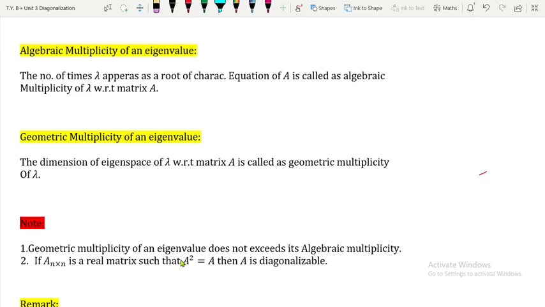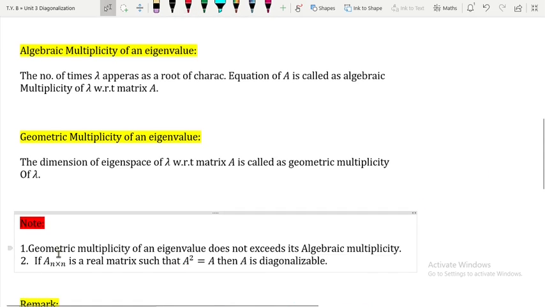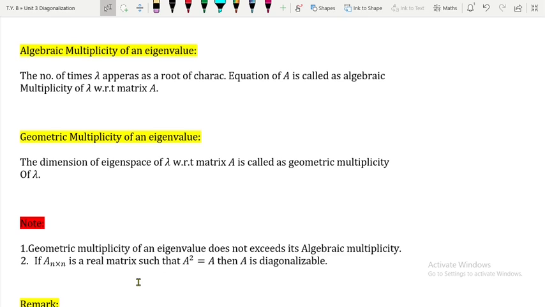The next note is, if your matrix satisfies the condition A square is equal to A, I mean if your matrix is idempotent, so this condition A square is equal to A is called the condition of idempotency. So if your matrix is idempotent, then it is diagonalizable, that you can say.